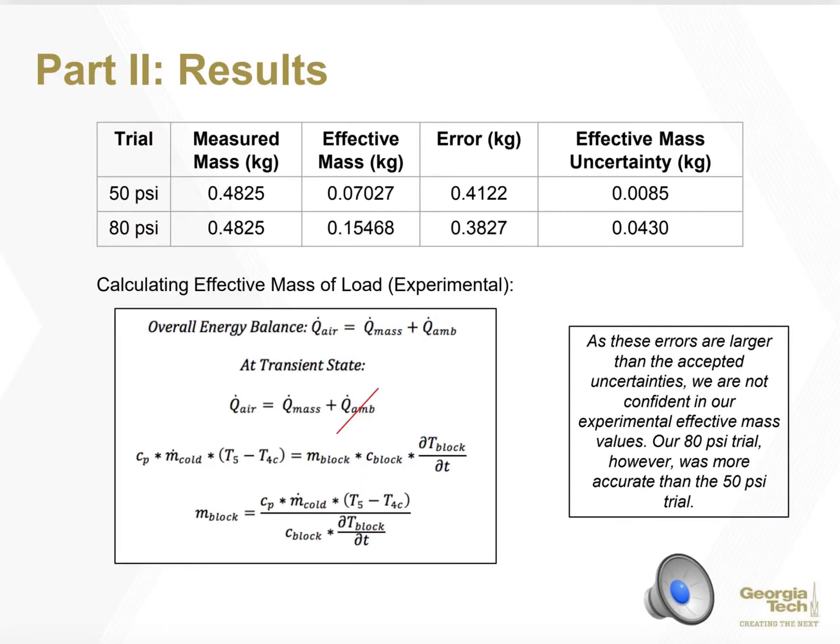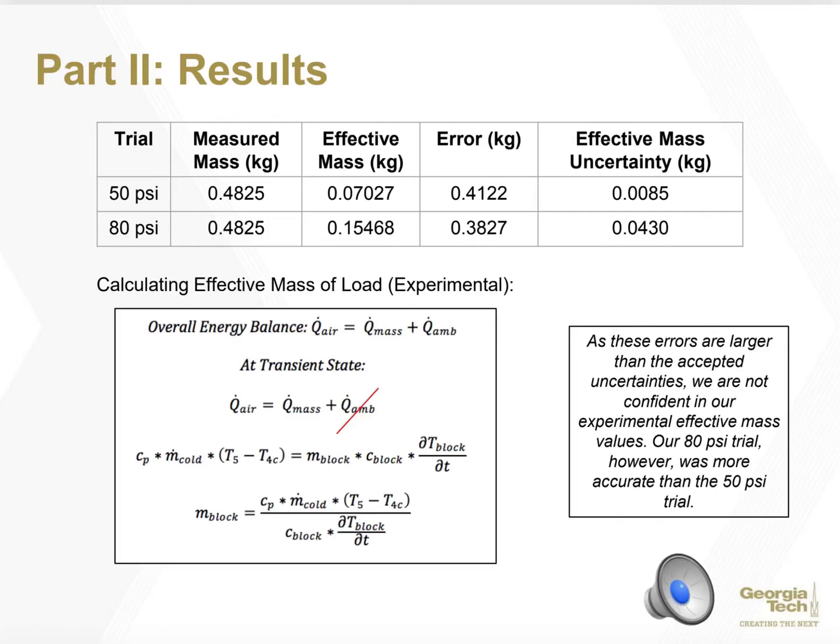The effective masses of the load were calculated for each trial at the transient state. Assuming that the heat transfer rate due to ambient heating is 0, the overall energy balance reduces and can be rearranged to find the mass of the block experimentally. The mass of the block was measured in lab to be 0.4825 kilograms.